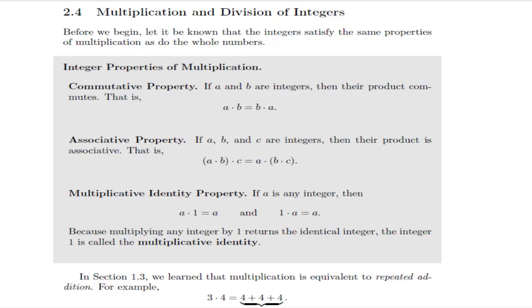Integers satisfy the multiplicative identity property. If a is any integer, then a times 1 equals a, and 1 times a equals a. Because multiplying any integer by 1 returns the identical integer, the integer 1 is called the multiplicative identity.